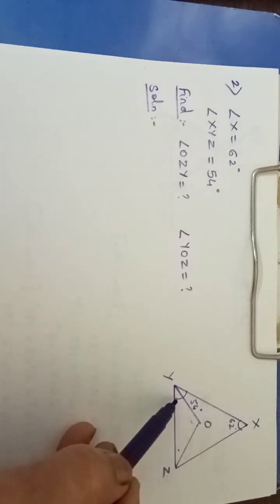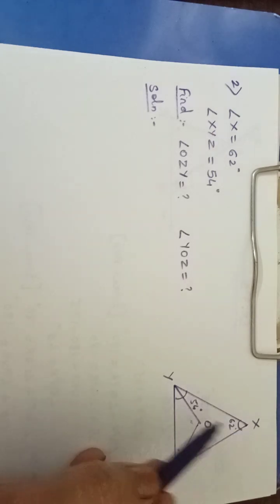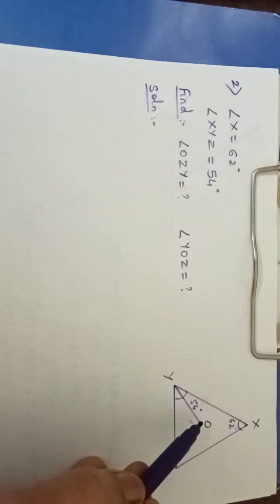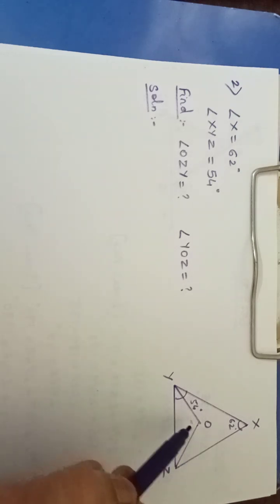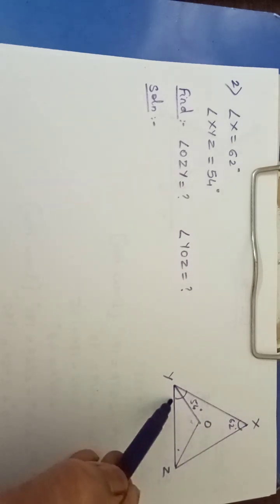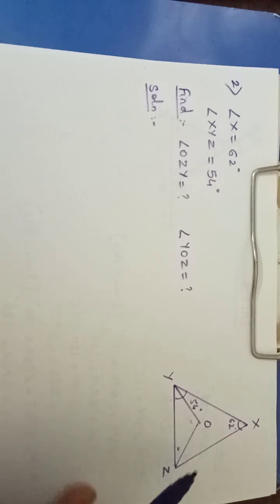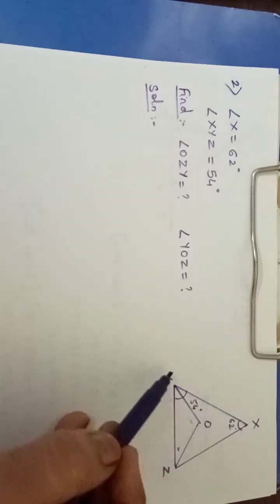Now in this figure, two triangles are given to you. First is this bigger triangle XYZ, and one more triangle is there, YOZ. We'll talk about YOZ later. First we'll take the bigger triangle. In this, two angles are given to you. We have to find the third angle, the bigger angle, because we need it to find this angle. Since OZ is the bisector, if we find this whole angle, we can divide it and find the answer. That's why we'll take the bigger triangle first.